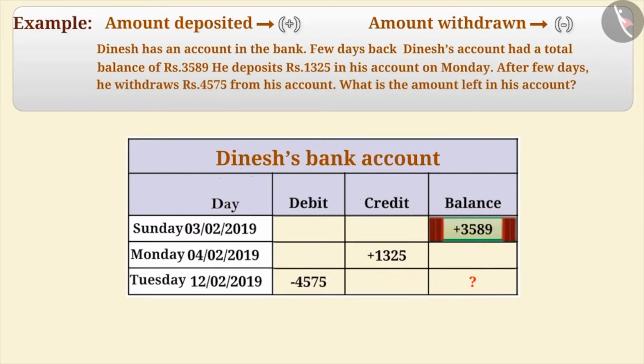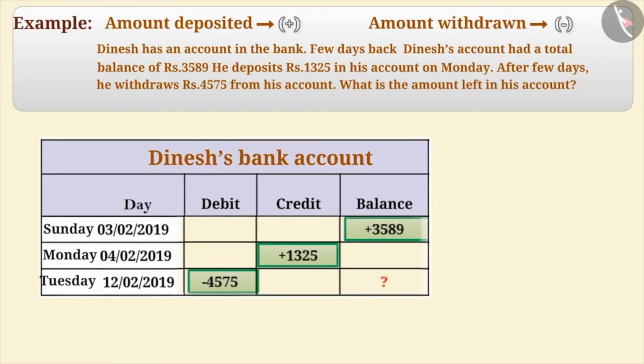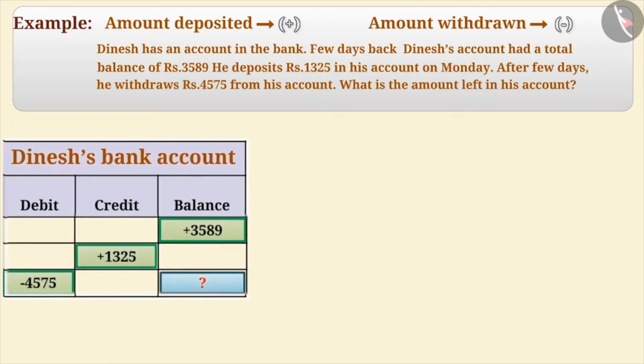Dinesh had Rs 3,589 in his bank account, which is represented in the bank's ledger as plus 3,589. He deposited Rs 1,325 on Monday, which will be represented in the ledger as plus 1,325. Few days later, he withdraws Rs 4,575 from his bank account, which is represented in the ledger as minus 4,575. To find the balance amount in his account, we need to add the three amounts.